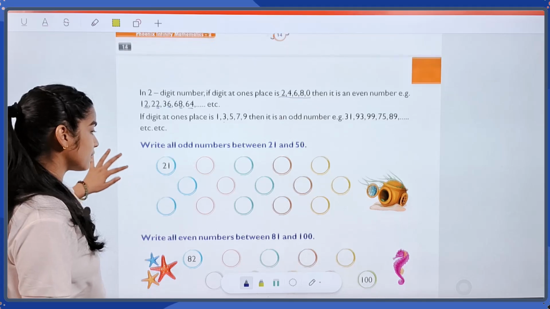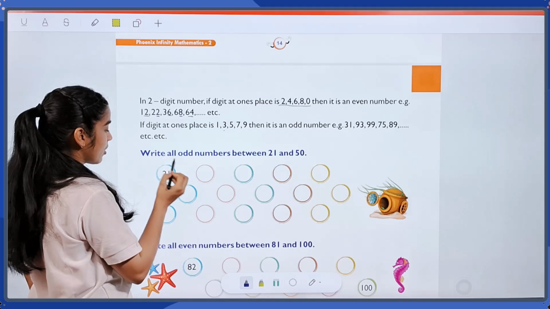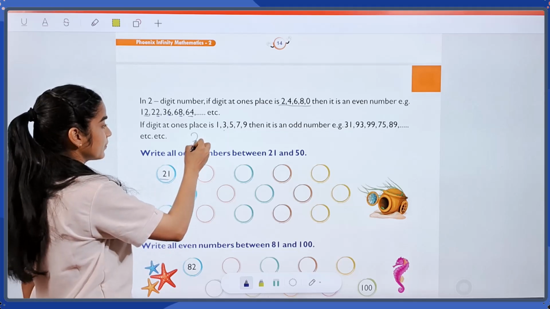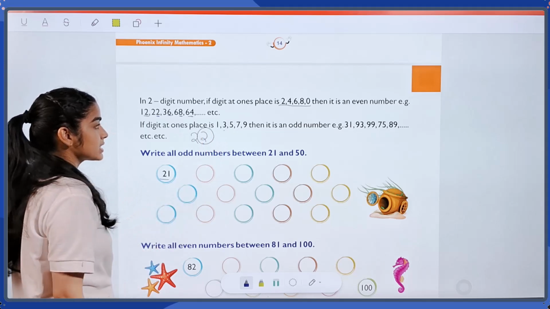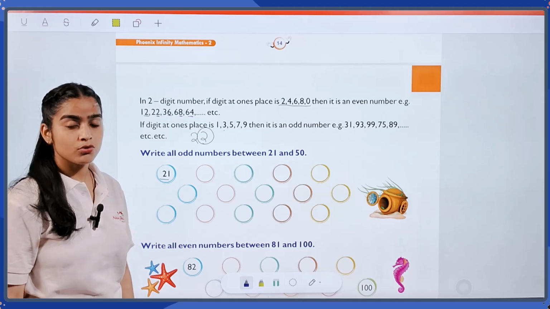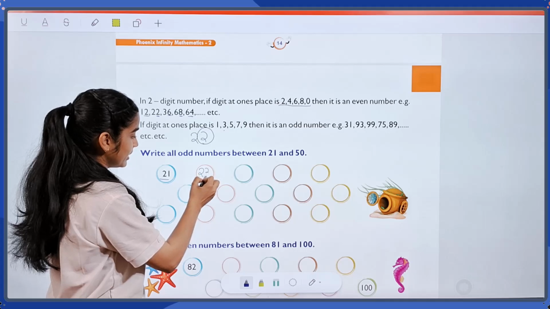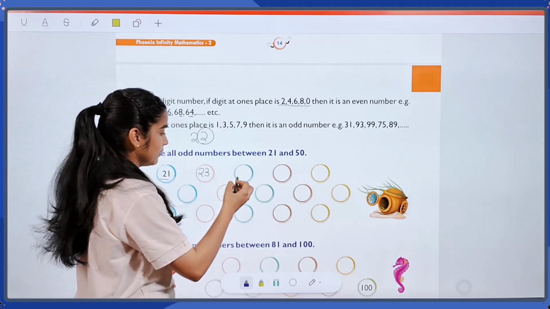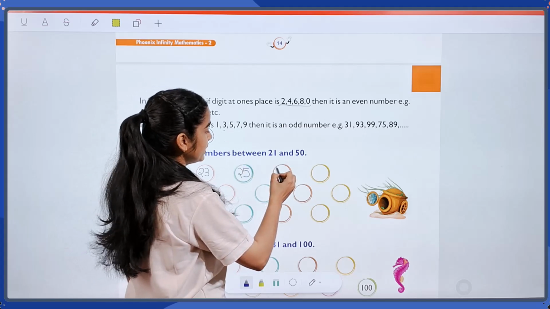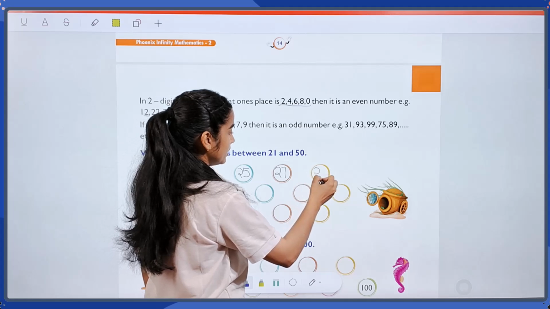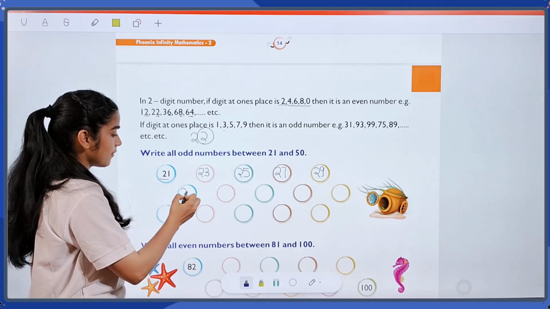Write all odd numbers between 21 and 50. So what we have to do is write all odd numbers between 21 and 50. 21 is an odd number. 22 is not an odd number, because the last digit is 2, and if the last digit is 2, we call it an even number. So we skip 22 and write 23. Now 24 is again an even number, so 25. Next we have 27, 29. You have to skip one count so you get your odd numbers.